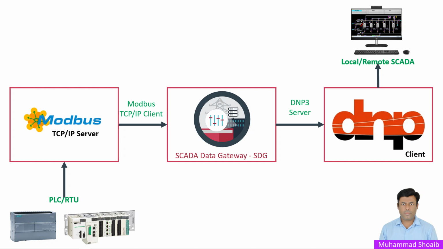Today in this tutorial we will learn how we can convert Modbus TCP protocol into DNP3 protocol using SCADA Data Gateway. Suppose we have a controller that can support Modbus protocol, and our SCADA system can support only the DNP3 protocol. In that case, we can use SCADA Data Gateway to convert Modbus TCP protocol into DNP3 protocol.